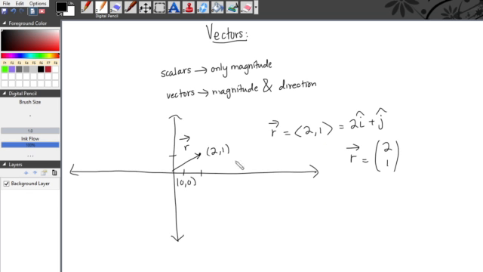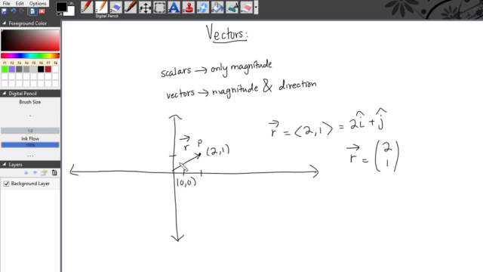Okay, so what is the magnitude? We know that the direction is given by 2, 1. That means the position of this point, which we'll call P, is 2 to the right of the origin and 1 unit above the origin. So this is its direction.